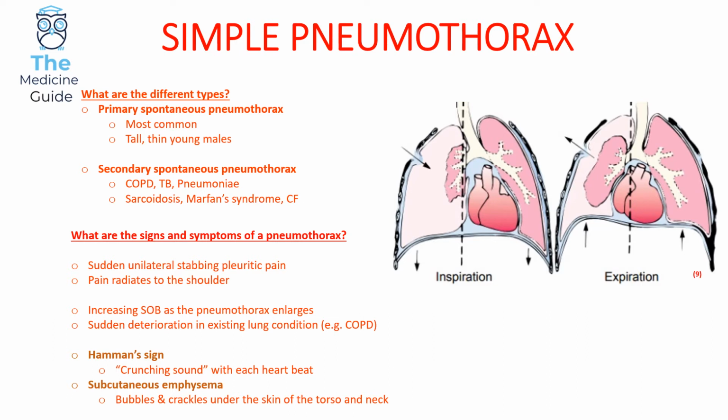Now, two key signs of pneumothorax which can present in SBAs are the Hammond sign and subcutaneous emphysema. Hammond sign is a crunching sound heard with each heartbeat, and that's usually picked up during auscultation. And subcutaneous emphysema is when bubbles and crackles are present under the skin of the patient's neck and on their torso. Okay?